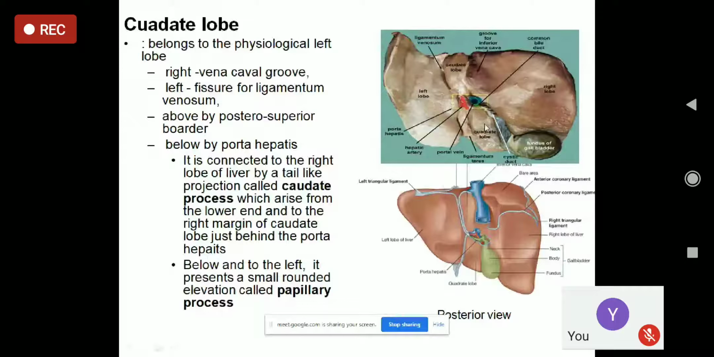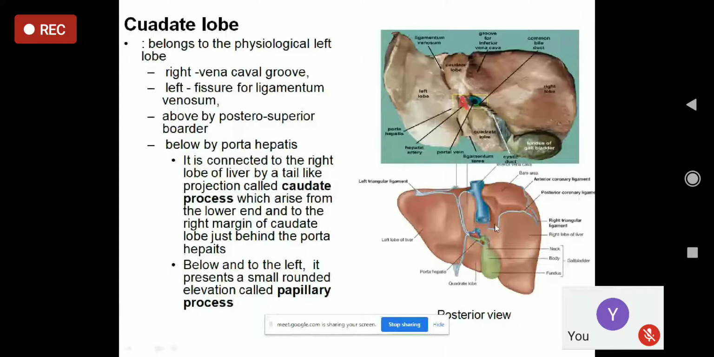Now we'll talk about the caudate lobe. Okay? This caudate lobe, look at it. This is the caudate lobe, and this is the physiologically left lobe. Okay, so this is the caudate lobe, and the caudate lobe is bounded. We'll put the pin over here, and we'll ask the boundary. Then what do we have to say?